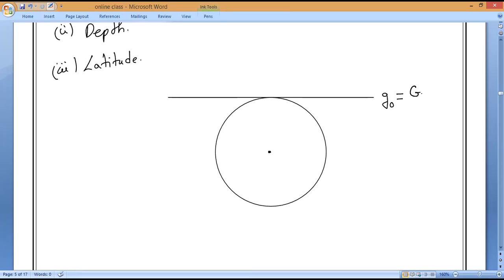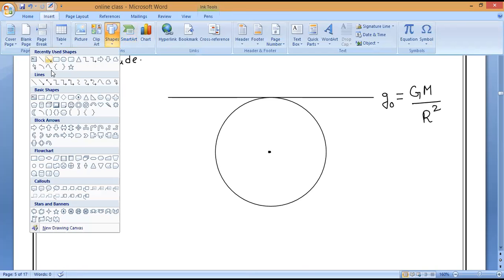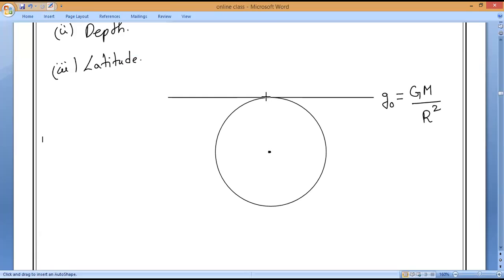What is the formula? Capital G into capital M divided by R square, where R is the radius of the planet. Understand, everybody? So at the surface it has maximum acceleration due to gravity, and its formula is G into capital M divided by R square.